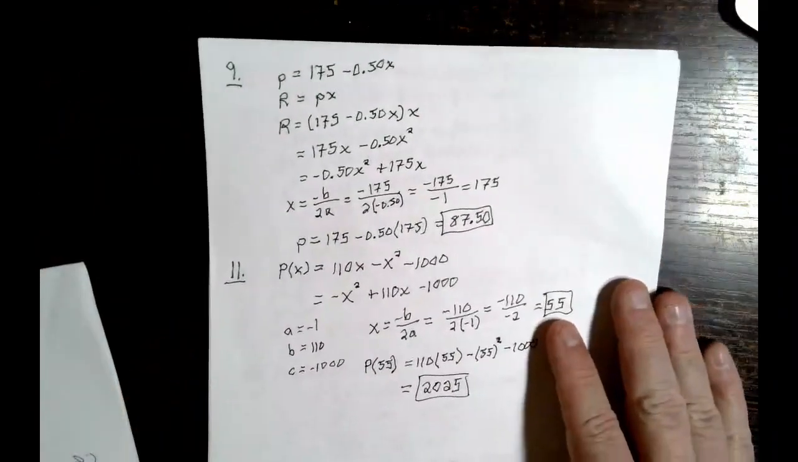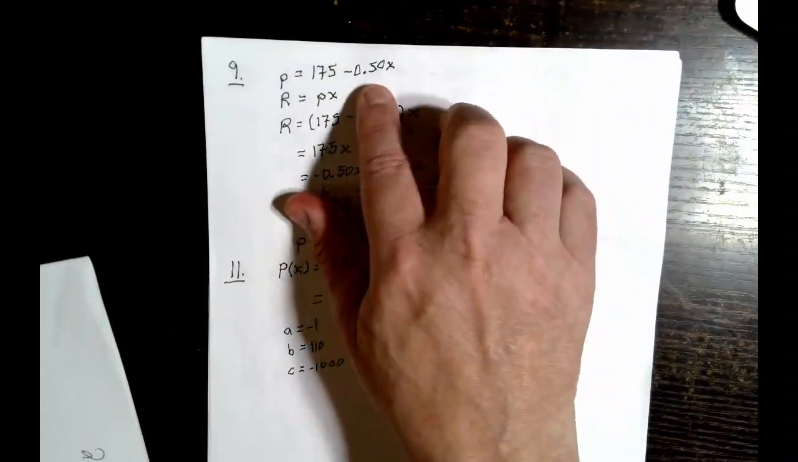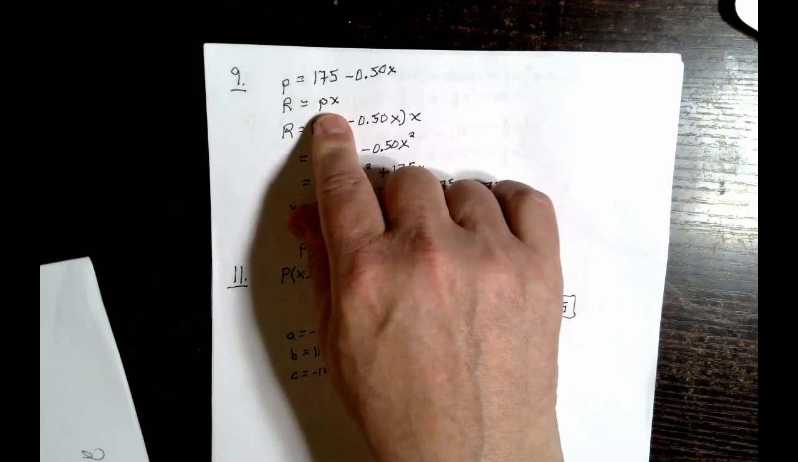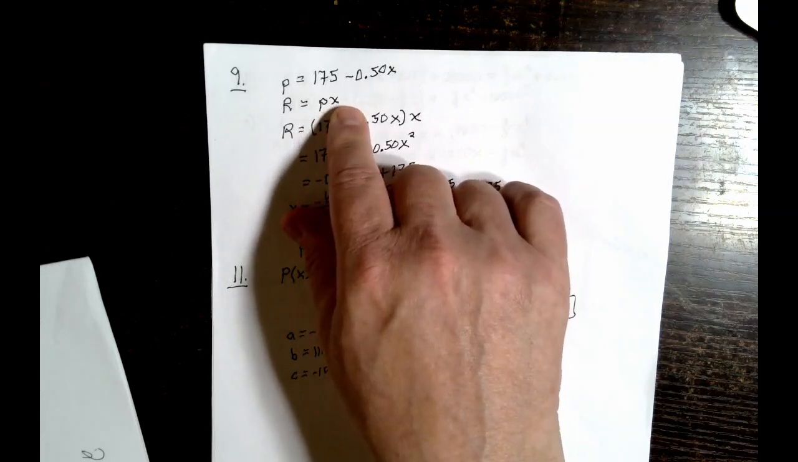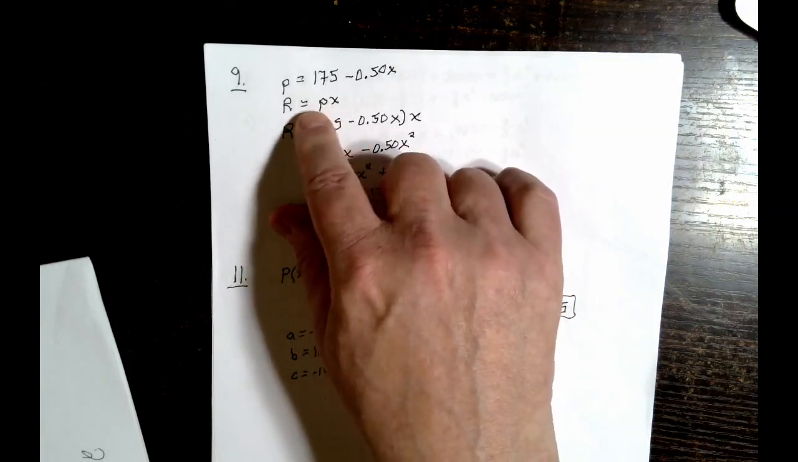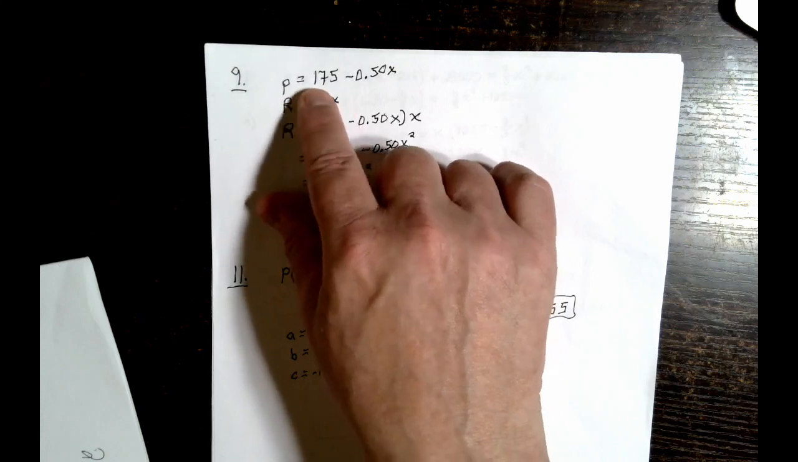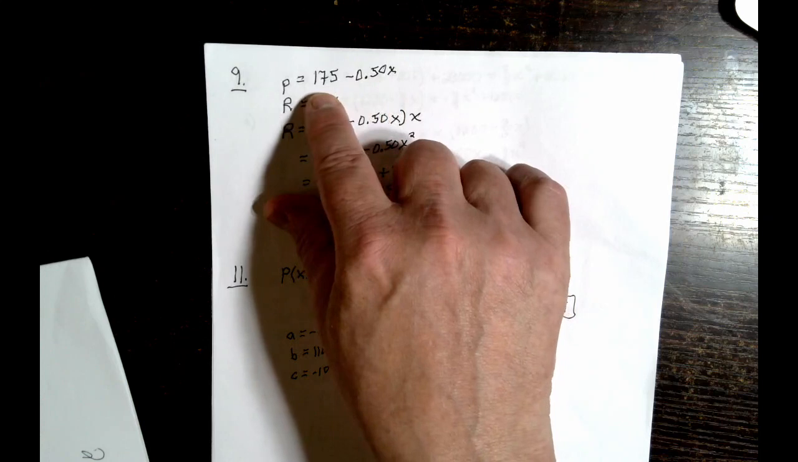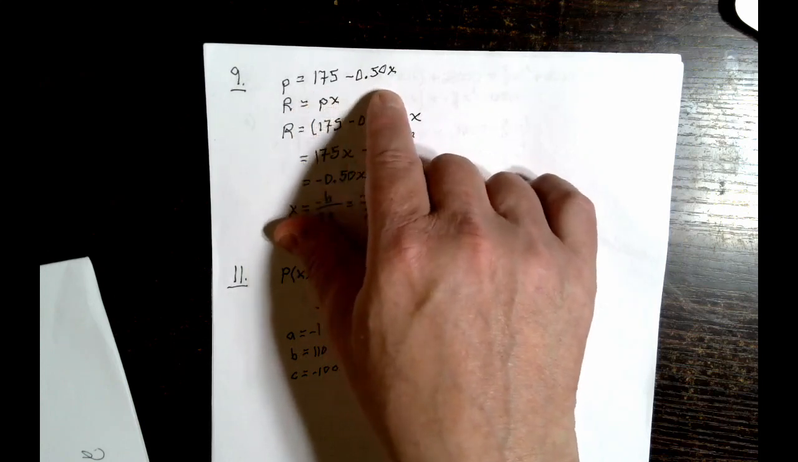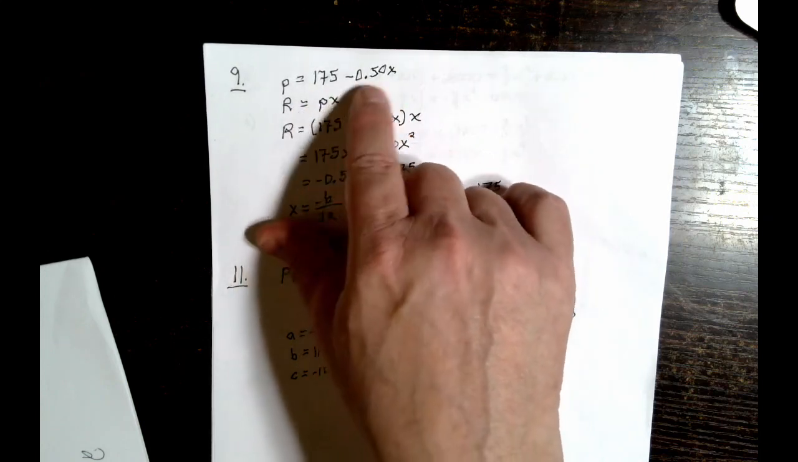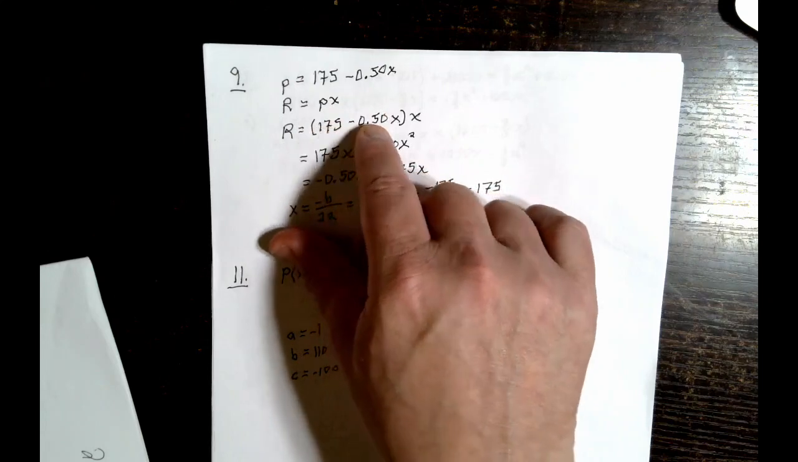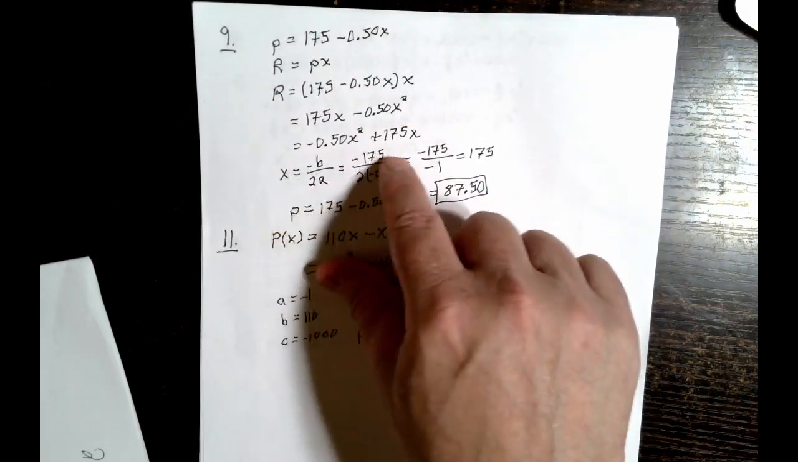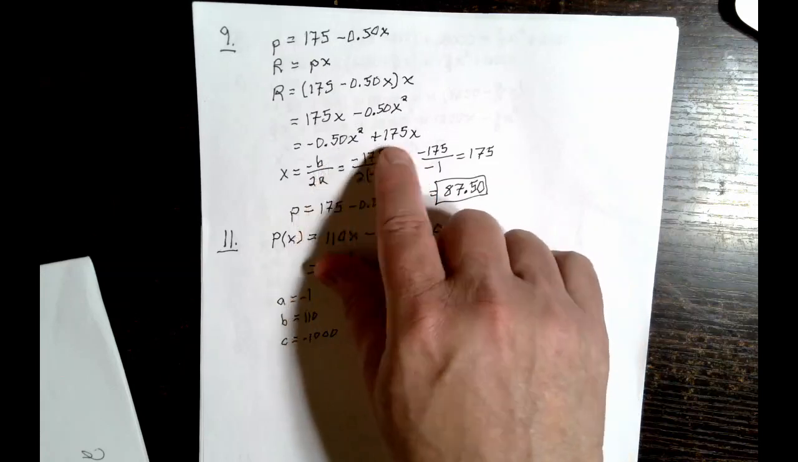Number 9, in a monopoly market, revenue is unchanged. It's always price times the number of items x, right? Selling price times x. But they give you the price in this form. It's not just a number, it's an equation, a line. So you plug that in for P times X, multiply it out, write it in descending order. Now you know your A, your B, and your C.